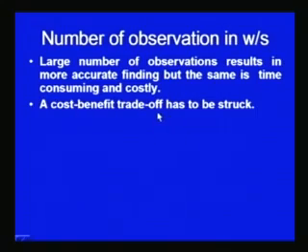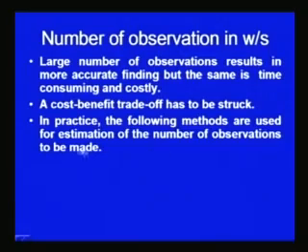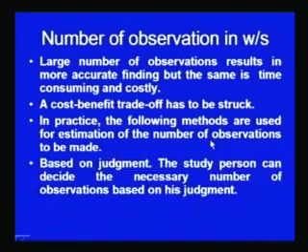So, accuracy is to be decided very carefully depending upon the purpose for which a study is to be conducted, and depending upon the accuracy desired in the data of the sampling study, the number of observations is carried out. Generally these are based on the trade off between the required accuracy and the cost. In practice, the following methods are used for estimation of the number of observations to be made based on the judgment.